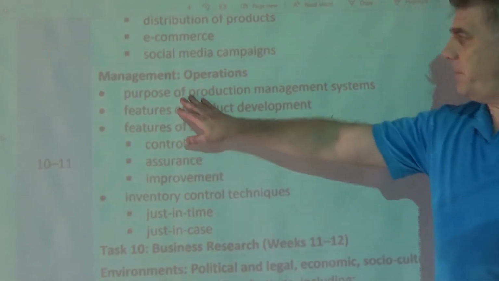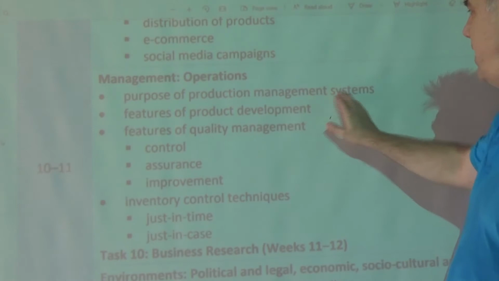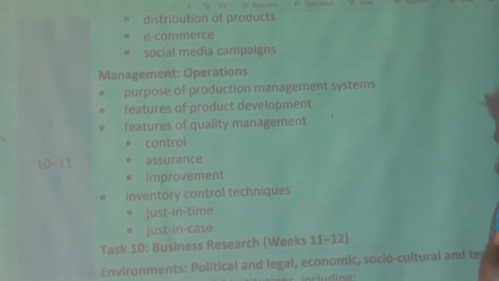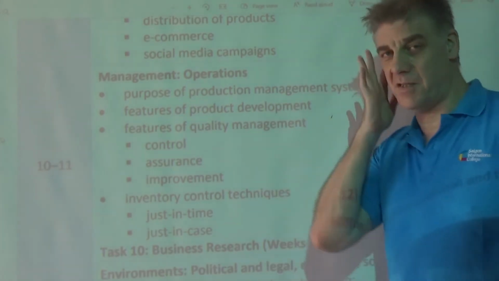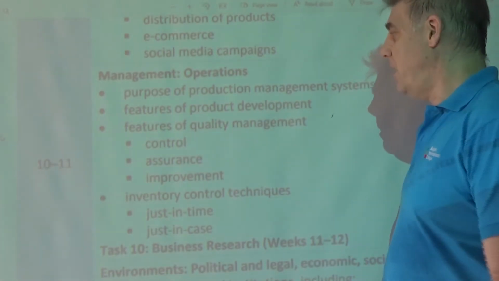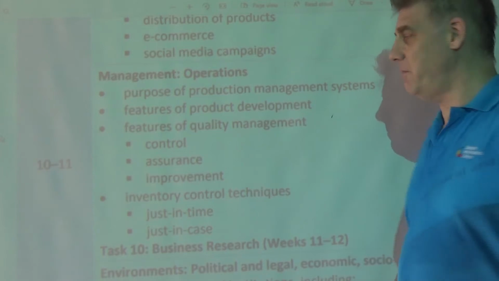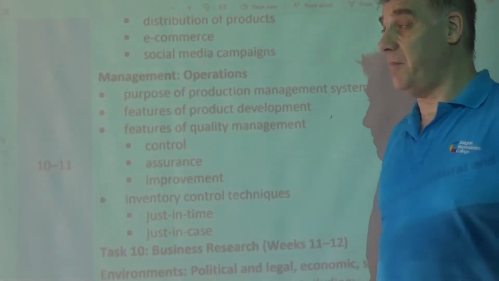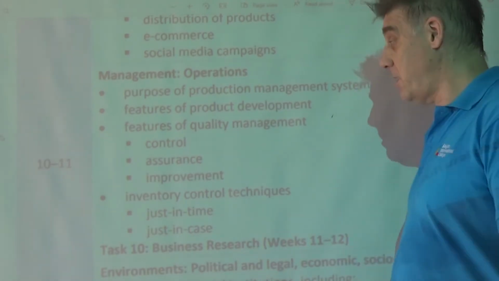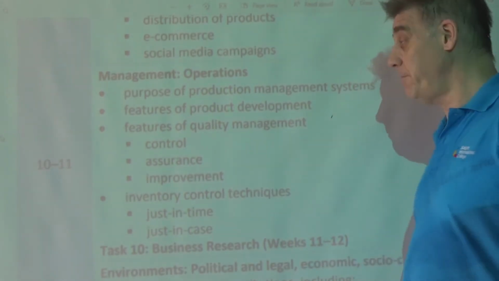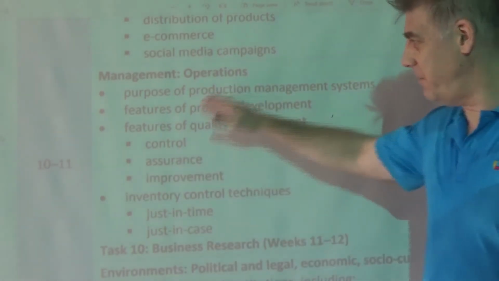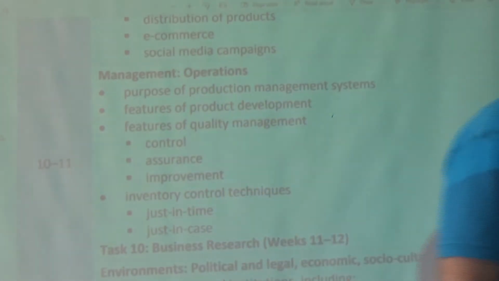So what does it say? Purpose of production management systems. It's efficiency, right? We're not selling anything. There's no marketing involved. It's all about efficiency, efficient use of resources and less waste. Features of product development goes from innovation, right? We talked about Kaizen a little bit before. Then there's quality control and inventory control. So there's really four main topics in this section.